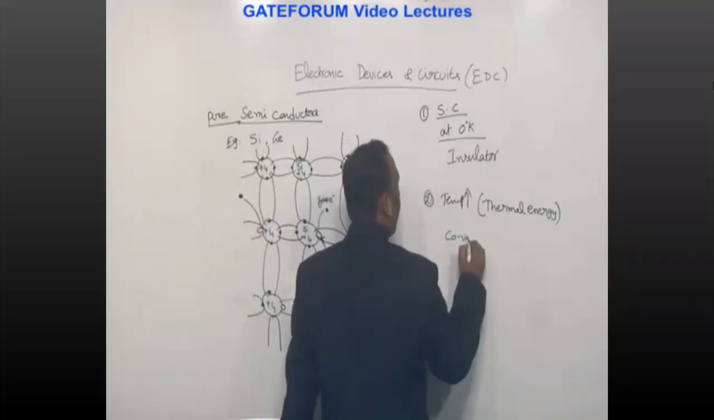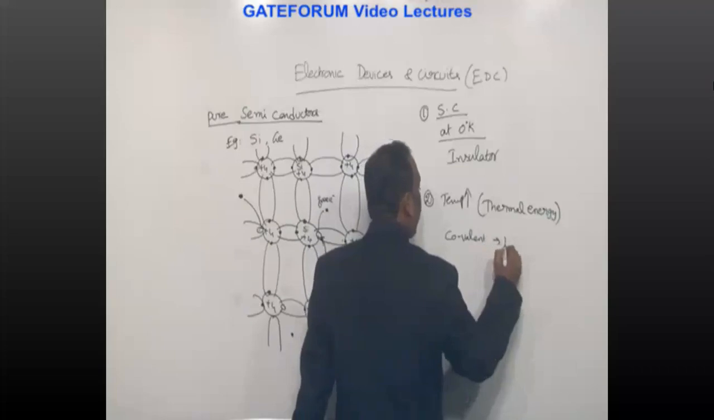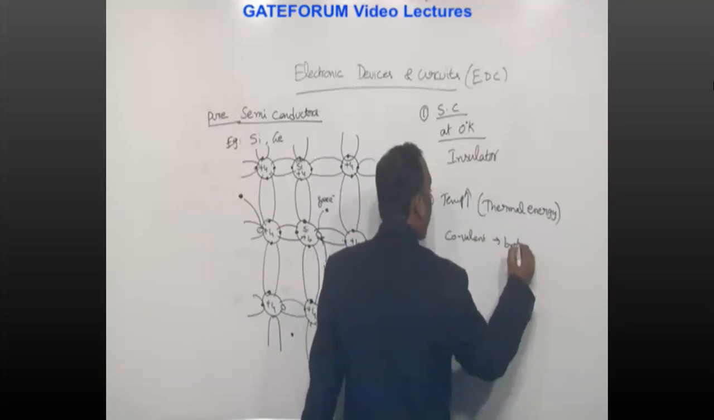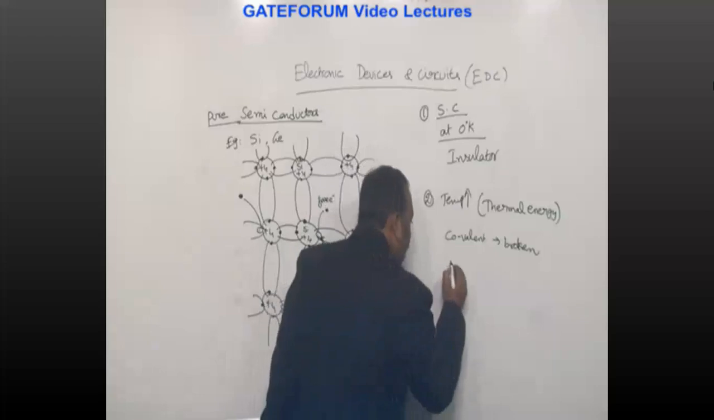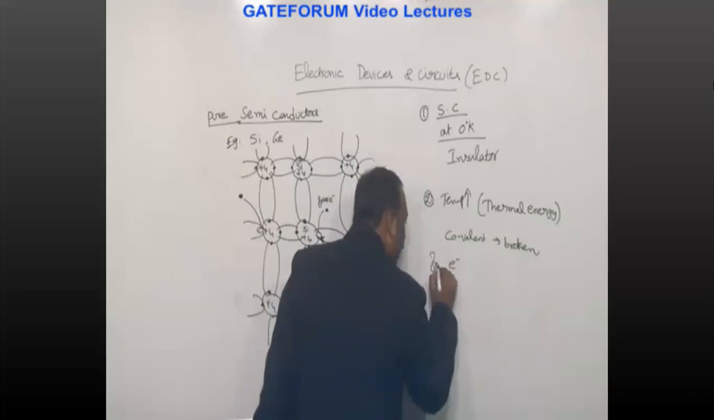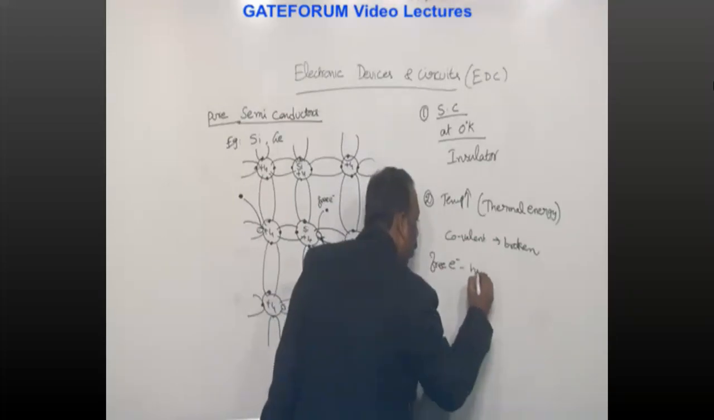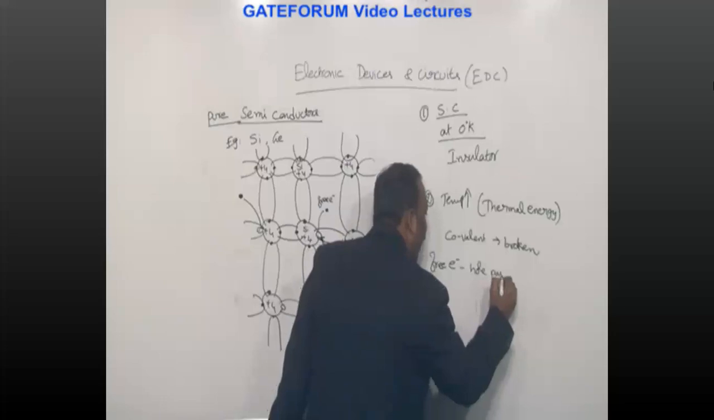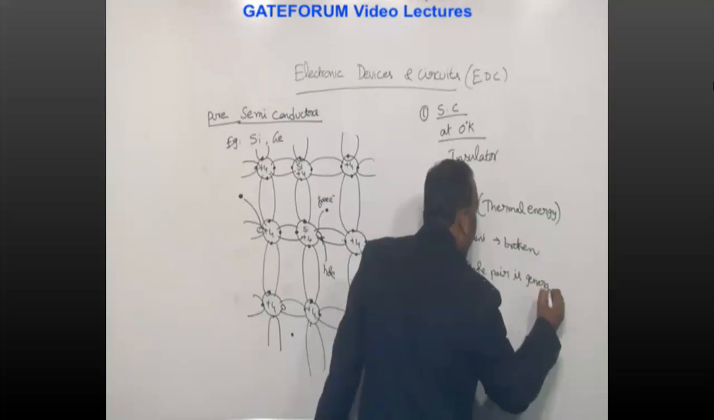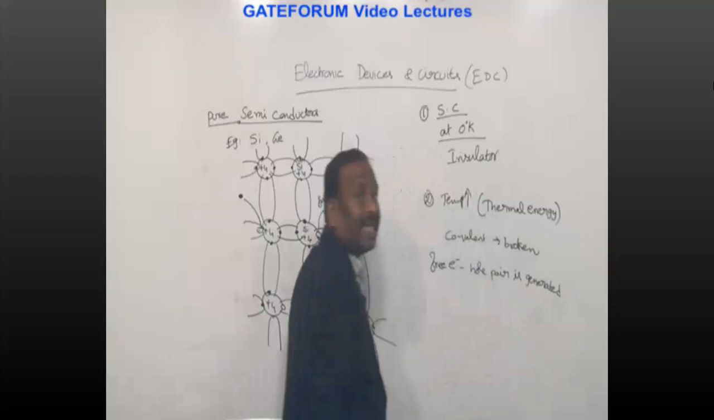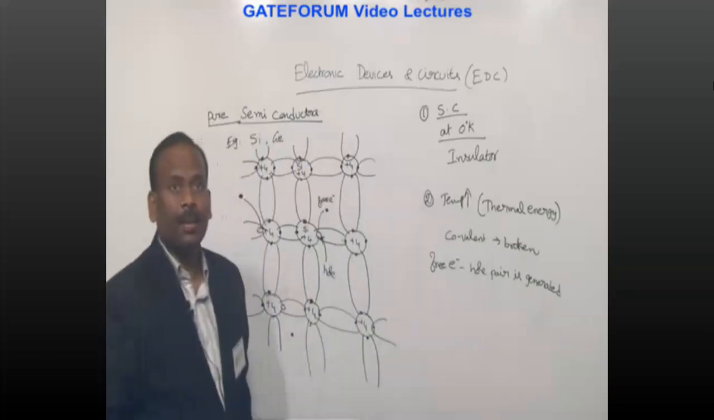Some of the covalent bonds are broken. That means a free electron-hole pair is generated.